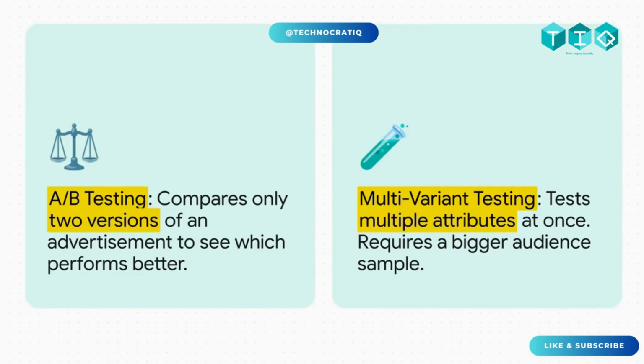Now, once you get the hang of A/B testing, you can even level up to something called multivariate testing. So A/B testing is all about changing one thing at a time. Multivariate testing is like throwing a party. You test combinations of things all at once. So you could test, say, 3 different headlines, 2 images, and 2 calls to action at the same time to find the absolute perfect combination. It does need a bigger audience, but it can get you to the winning ad way faster.